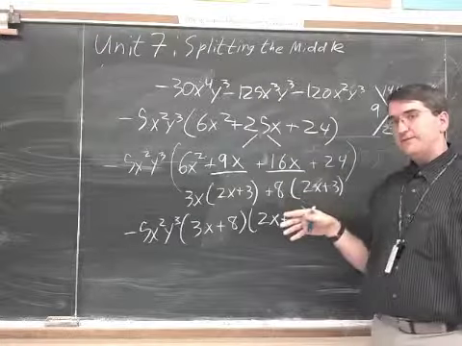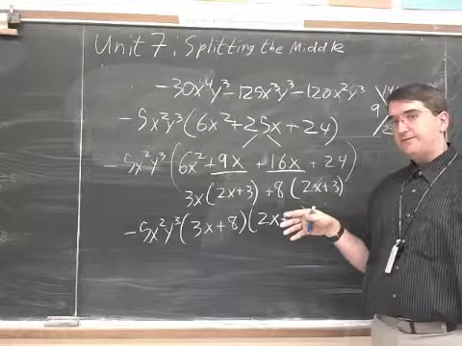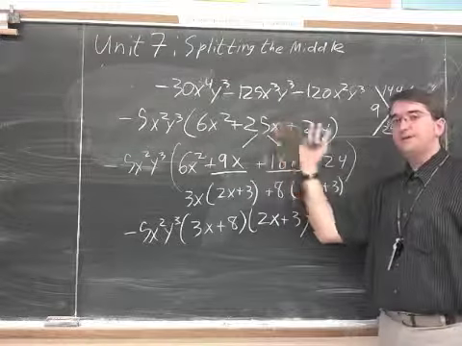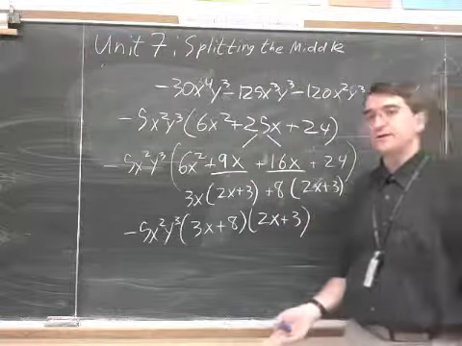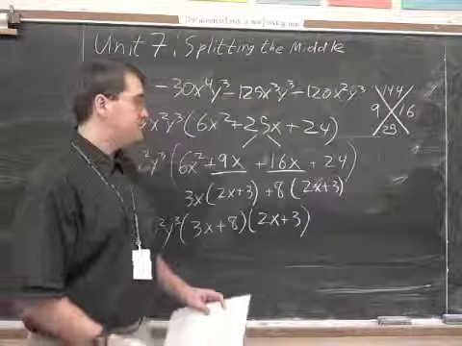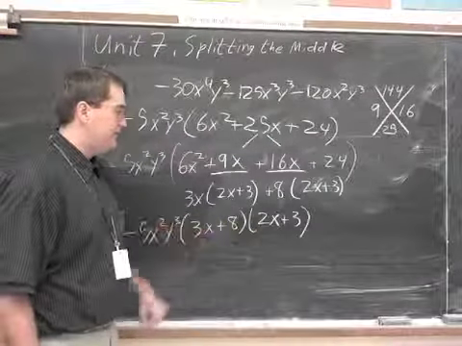Take the GCF out first, get rid of the greatest common factor, and then whatever's left, use either the splitting the middle method or factor by grouping or difference of squares, any of these factoring methods, to find that thing down there.